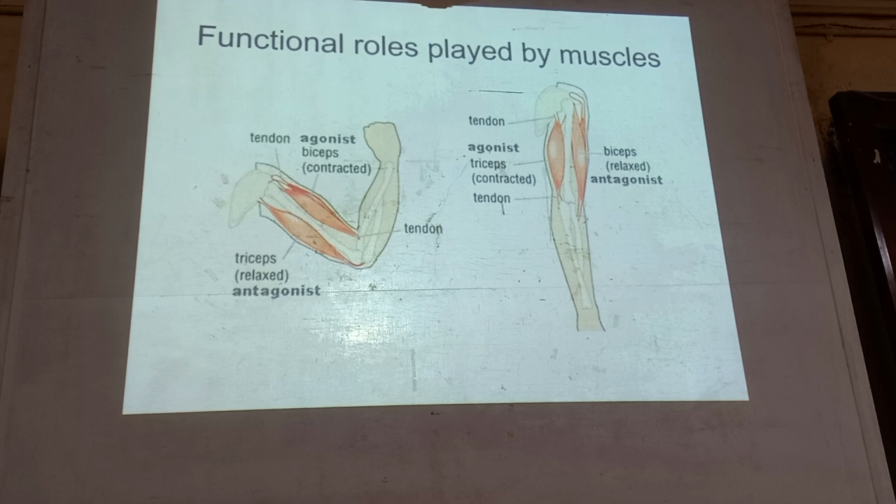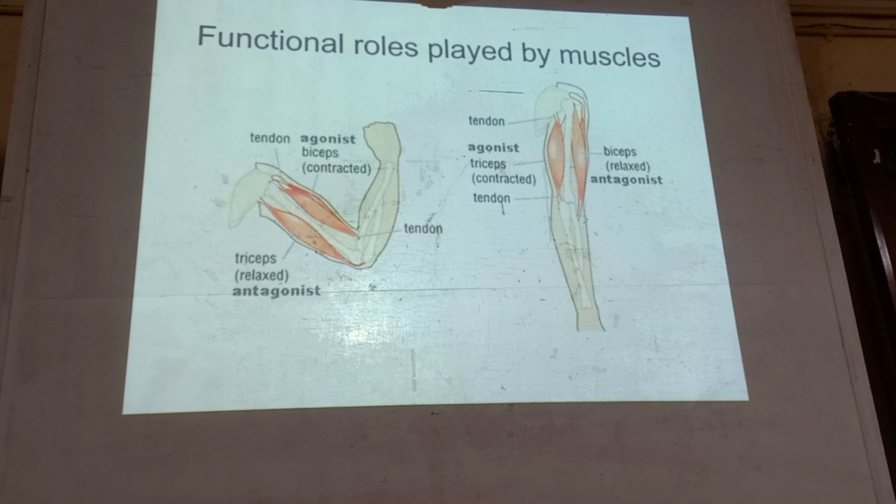The desired action is extension of a flexed elbow. Now who is the agonist? Triceps. And who is the antagonist? Biceps. So you can't say that biceps is always the agonist. You have to first define which movement you are considering. If the movement is flexion of the elbow, biceps is agonist, triceps is antagonist. If the desired movement is extension of the elbow, triceps is agonist, biceps is antagonist.